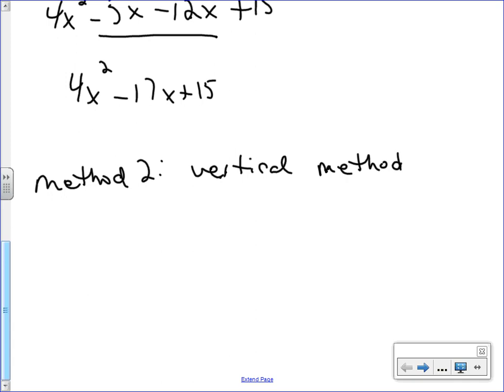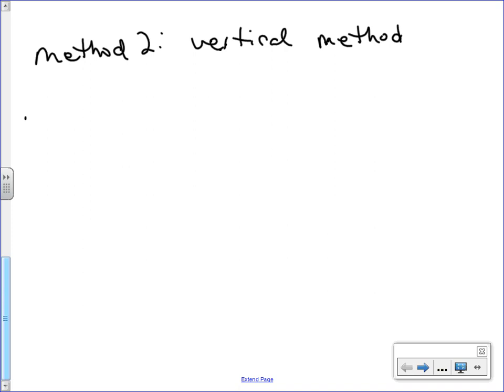The vertical method. Now, some people love this method, and other people are like, I will never do this if you don't make me do it. Okay? I will make you do a little bit for homework. Okay? So the vertical method looks like this.